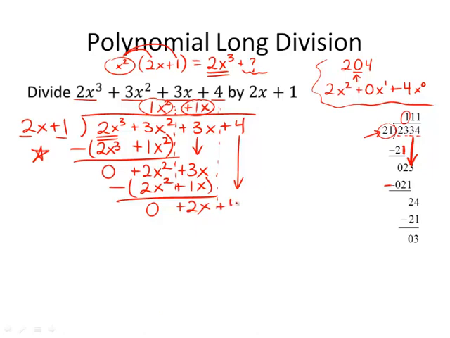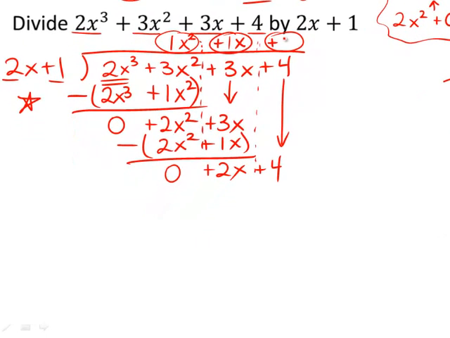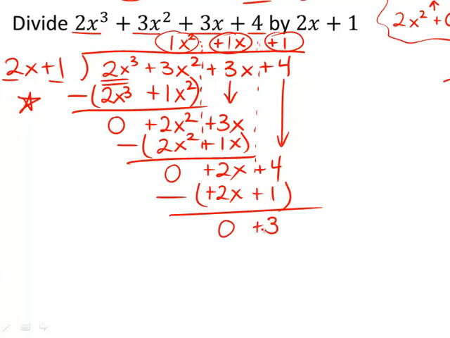Drop the next digit. That's just hanging out. And now we're looking for something to multiply here by the divisor so that the leading term cancels out. So what could we multiply by 2x to give us 2x? Well, only by 1. So plus 1 times 2x gives us positive 2x. Positive 1 times 1 gives us positive 1. Now we can subtract. You'll notice the signs are changing. 2x minus positive 2x is 0, 4 minus positive 1 is positive 3.